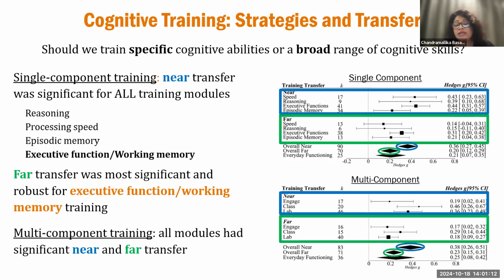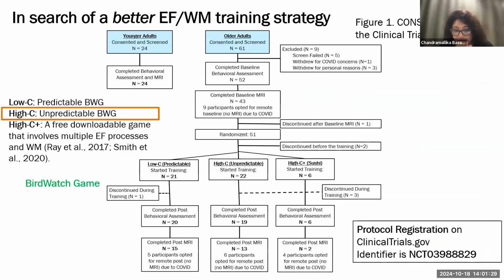And if you look at multi-component training, all modules had significant near and far transfer. Altogether, it seems that the executive function / working memory training had the most robust and most significant effect size in terms of both near and far transfer. We go further. So this led us to the idea that, hey, executive function / working memory training seems to be promising, but is there a better training strategy?